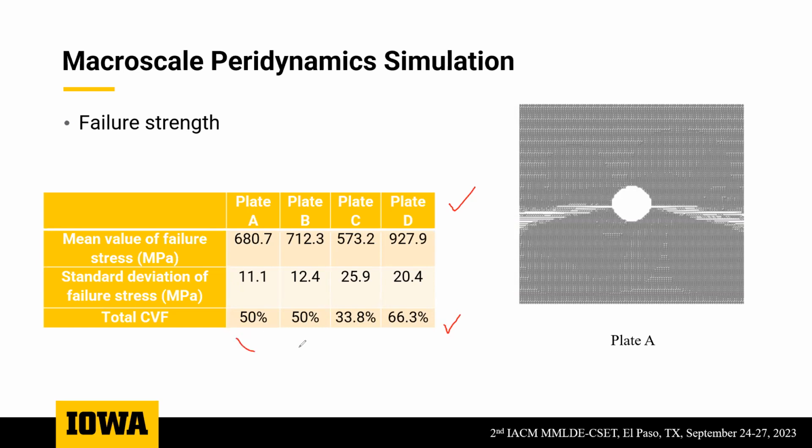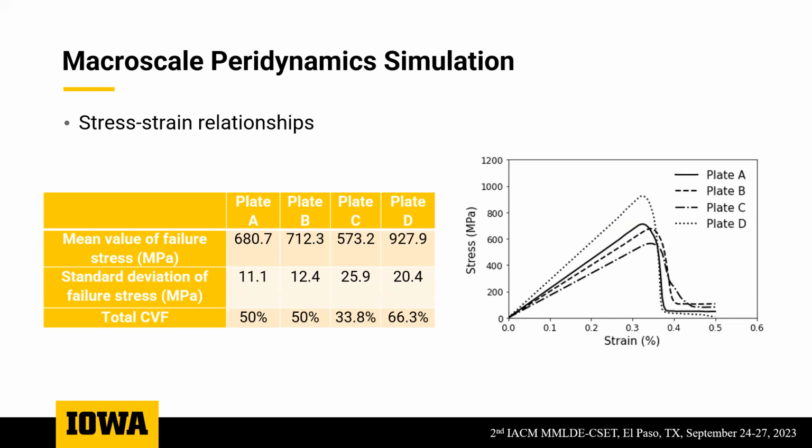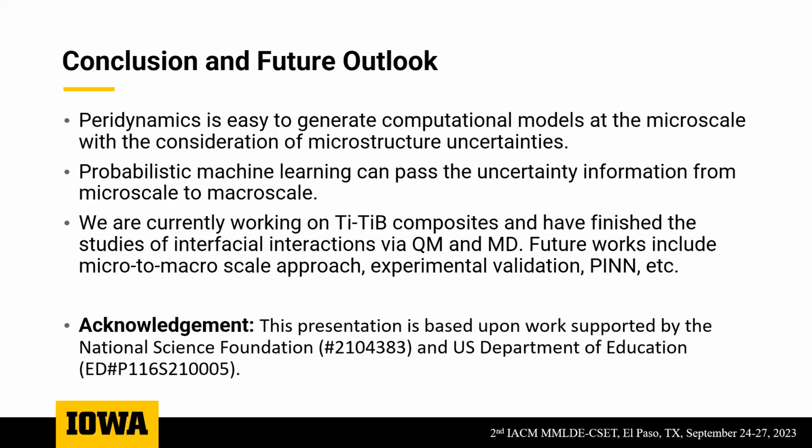And mainly because of the different total ceramic volume fractions, the mean value and the standard deviation of the failure stress are different. We also look at the stress-strain curves for different plates, and because of the different distributions, the failure stress and failure strain are different. It looks like the plates with smaller failure strain have a higher failure stress.